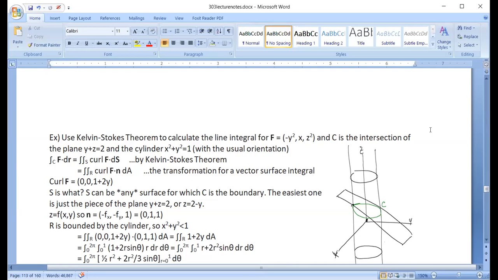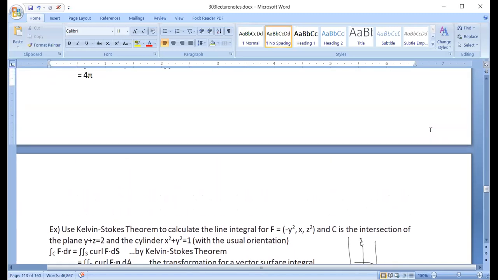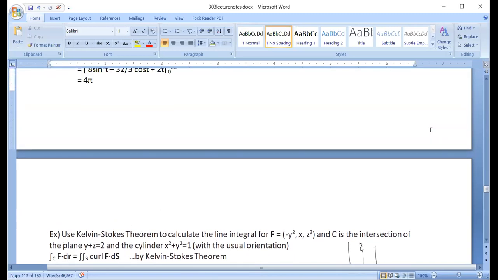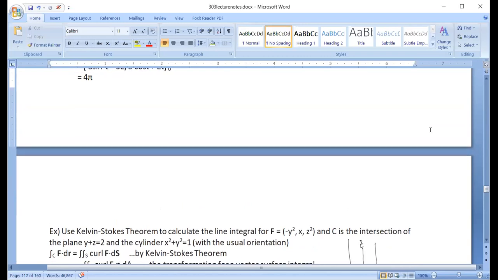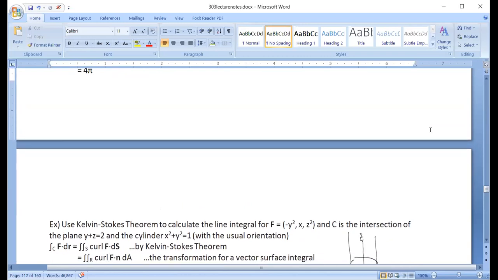So the very first thing we're going to do is use Kelvin-Stokes theorem so that we don't have to do the line integral itself. If we want to do the line integral over the curve C of F dot dr, by Kelvin-Stokes theorem, since C is a closed loop, this is the double integral over the surface of the curl of F dot dS. And to calculate this, it's just the double integral over the region of curl of F dot the normal vector n dA. So now I have to go about figuring out these things.